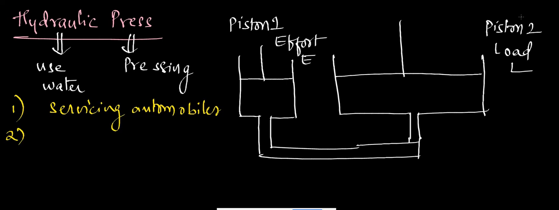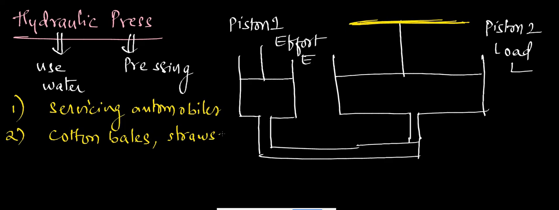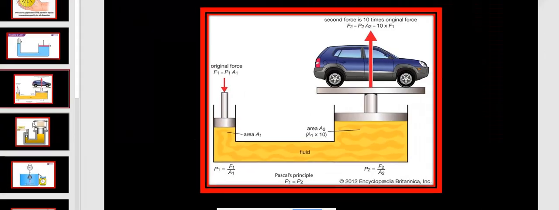So on the piston side too, we just connect this to a horizontal floor, and on this we will keep the car. And the second thing, for pressing the cotton bales or straws, what do we use? We use this. What they do is they just keep the cotton bags here. I'll just show you the figure.